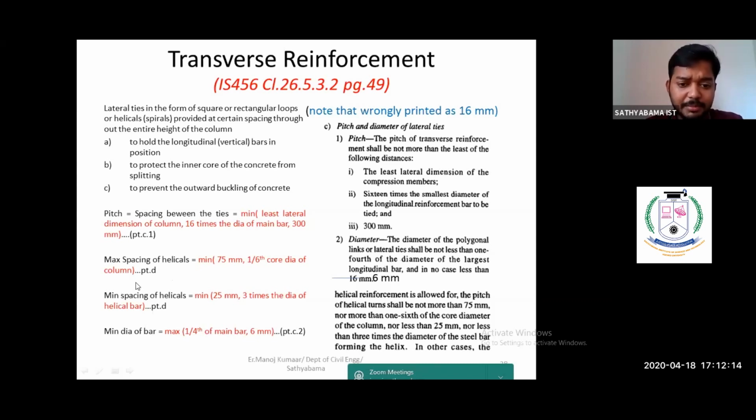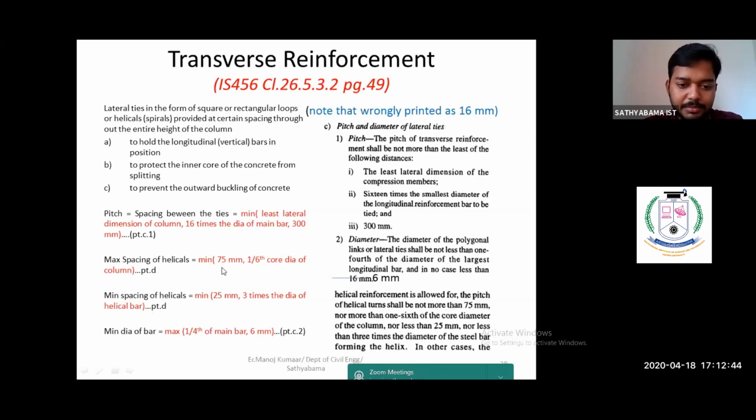We will see what the core diameter is. Core diameter is nothing but the diameter of the column excluding the clear cover provided on the circumference of the circular column. Next, minimum spacing. What is the minimum spacing of helicals? 25 mm, or 3 times the diameter of the helical bar. If you are using an 8 mm dia helical bar, then 8 into 3, 24. Then the minimum spacing should be 24.